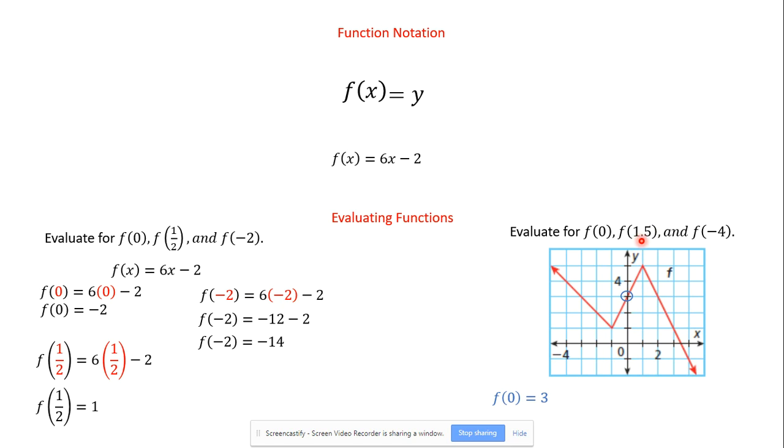How about f of 1.5? Well, when we go over to 1.5, we get up to 4. So f of 1.5 equals 4. And f of negative 4, we go back to when x equals negative 4, and that equals 4 again. So f of negative 4 equals 4. Now, a quick review from yesterday. Is this a function? Yes, because it passes a vertical line test. It doesn't matter that these two both equal 4. For each x value, you get exactly one y value.